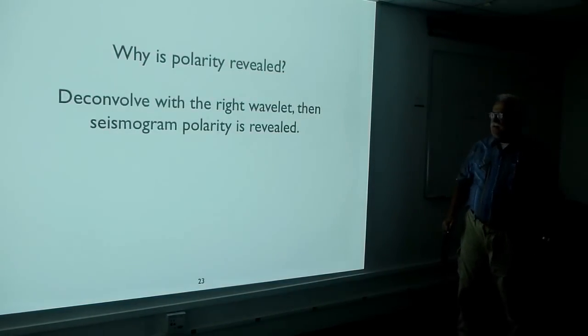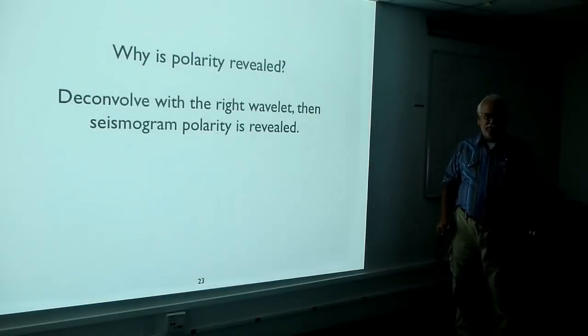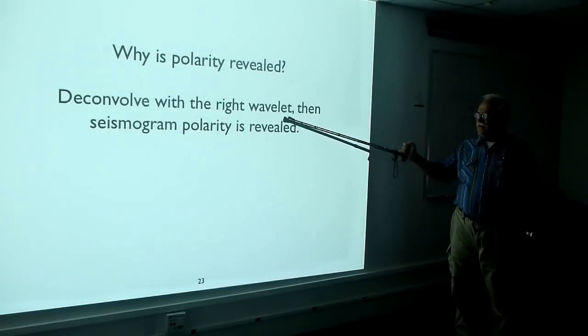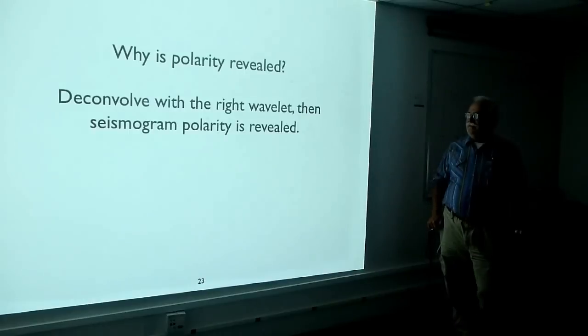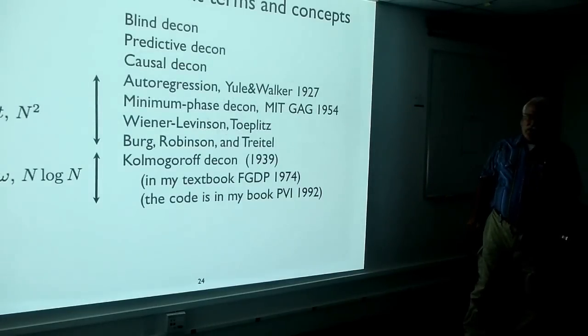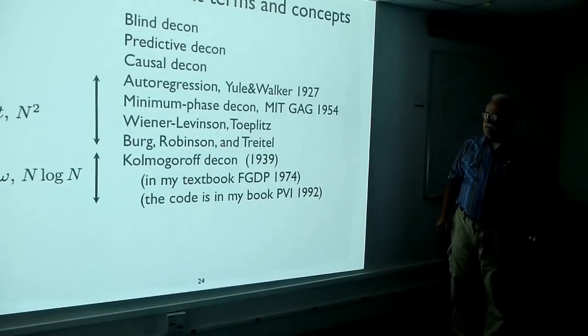So why is polarity revealed like this? Well, polarity is revealed because if you deconvolve with the right wavelet, then the seismograph polarity is revealed. It's kind of obvious, isn't it? Okay, so let's go into decon. Now, I realize people don't study decon these days, so I'm going to review a few things.